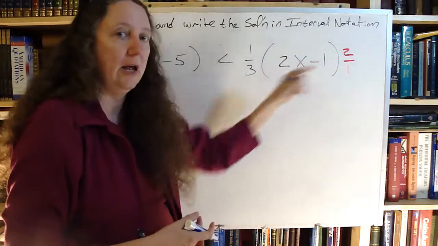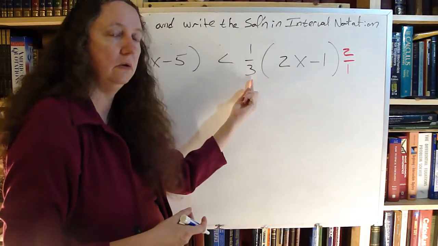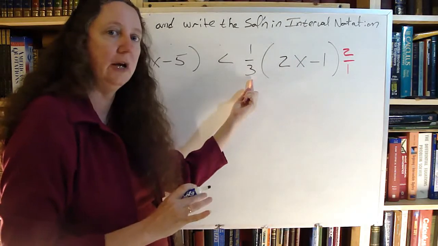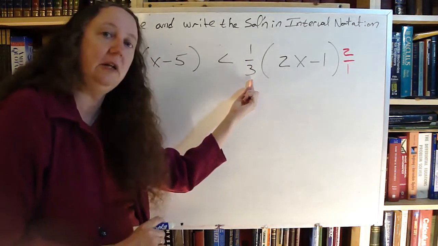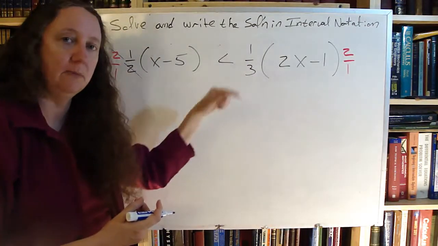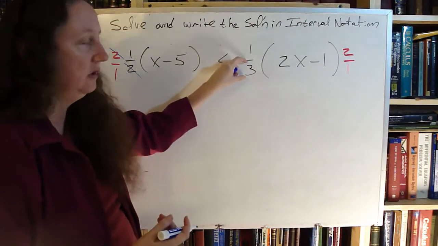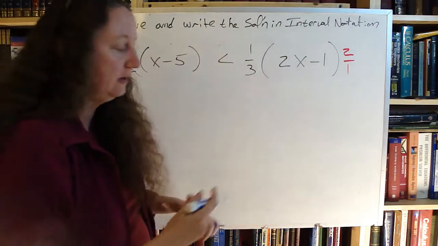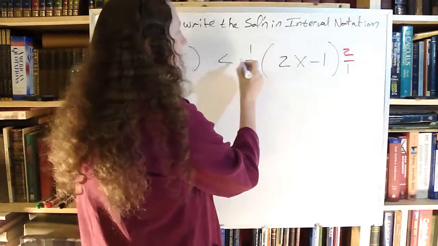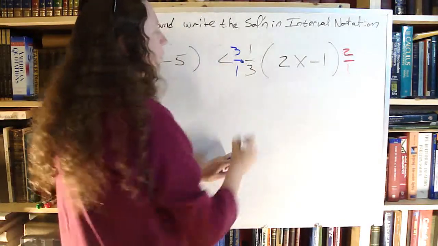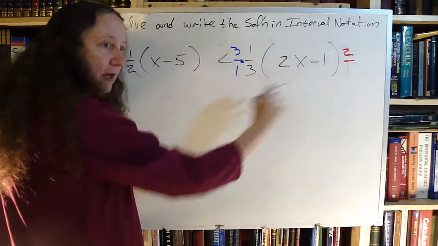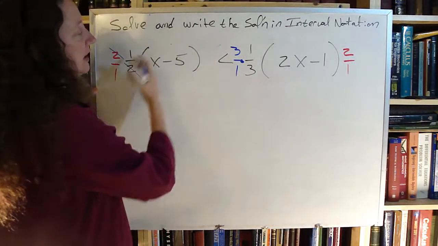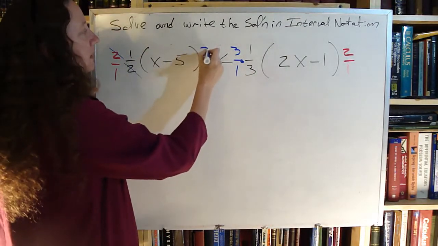So that one's okay. This one, though, the 1/3, not okay because it's a fraction. It has a 3 on the bottom, not a 1. So I need to get rid of that 3 that's on the bottom. To get rid of something on the bottom, I multiply it on the top. So I'm multiplying this by 3 over 1. I've changed my problem on that side now. I have to change it exactly the same way over here.